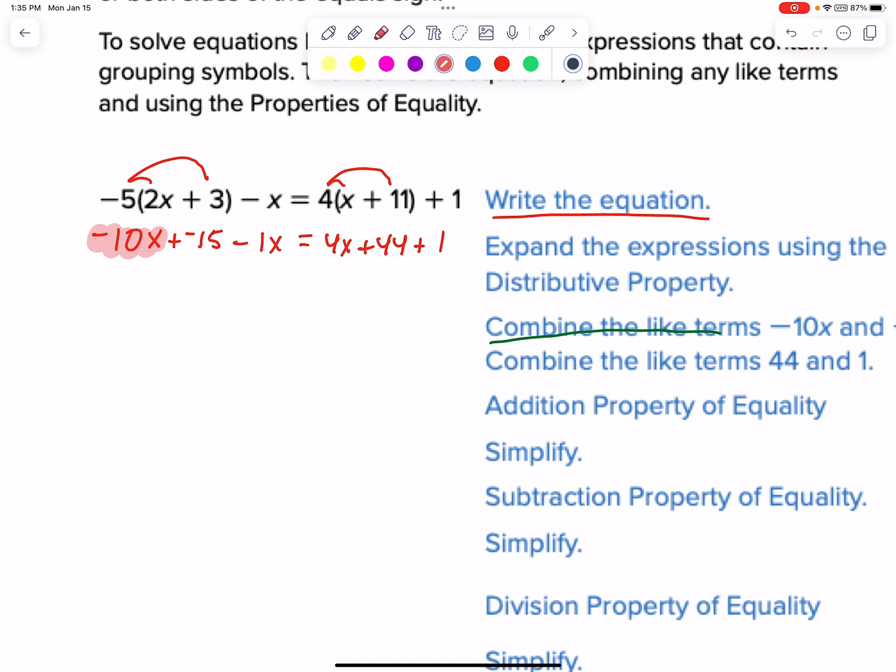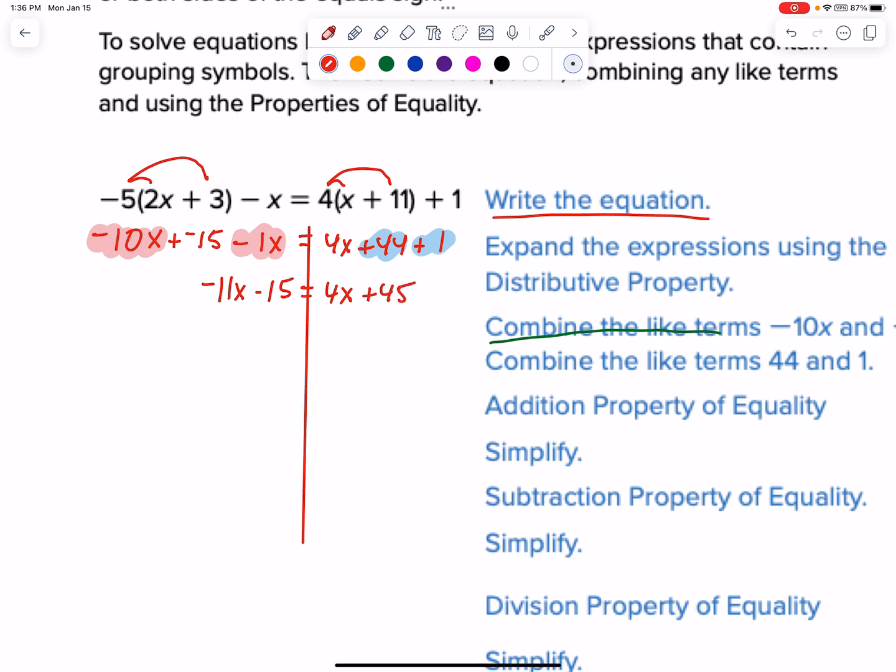So I have a negative 10x, a negative 1x. Over here, I have a 4x. Actually, no, that's not combining. I just have a positive 44 and a positive 1. So let's go ahead and get like terms combined on each side. I'm going to separate my workspace here. So on the left side, I have a negative 11x plus a negative 15, which is just minus 15, equals, and we have our 4x plus 45. Okay, so I've combined like terms.